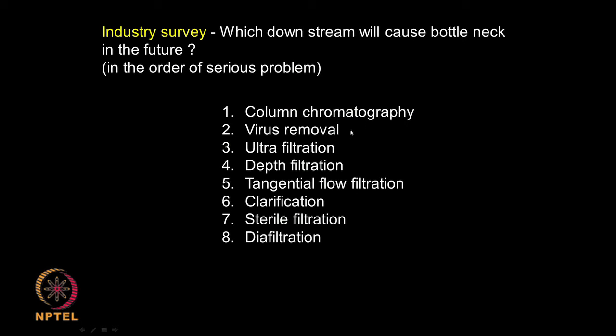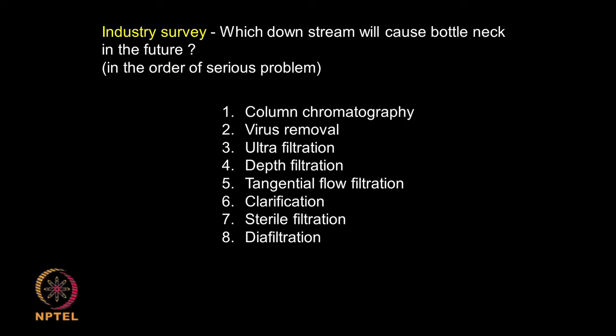When an industry survey was done on what will cause bottlenecks in the future, in order of serious problem: column chromatography, virus removal, because if you are collecting an antibiotic through fermentation, you have to be very sure that the bacteria or the yeast that is producing these antibiotics is completely removed, because antibiotic is a drug. So, virus removal is a concern. Then ultrafiltration, depth filtration, tangential flow filtration, clarification, sterile filtration, diafiltration. So, you see a lot of filtration issues that are going to be your worry for the future. One needs to put a lot of effort into process improvement, research and development to address these downstream steps.